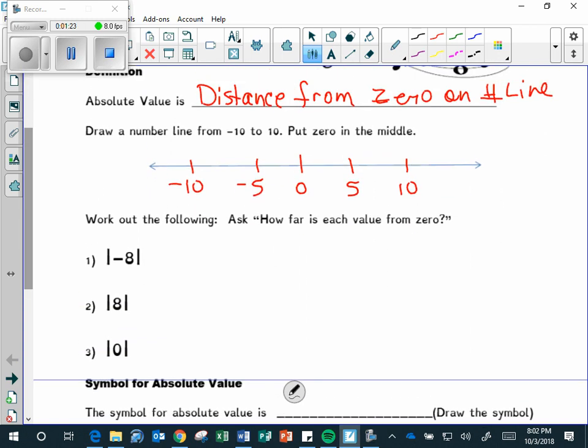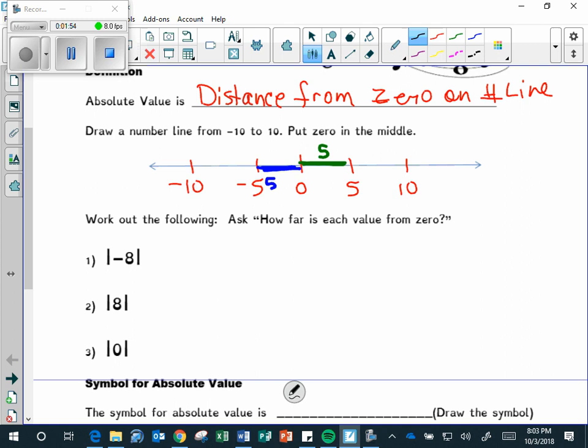So let's get a different color here, like green. If you want to know how far 5 is from 0 on the number line, well, it's just 5 units. If I were to see how far negative 5 is, well, negative 5 is also 5 units away. So we say the absolute value of 5 is 5, and the absolute value of negative 5 is 5.